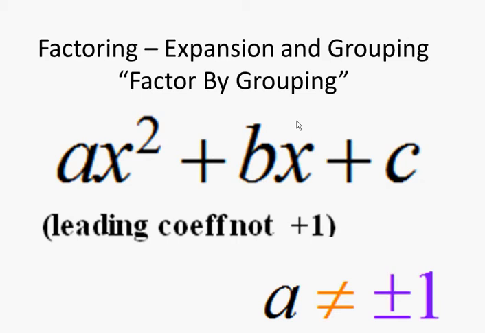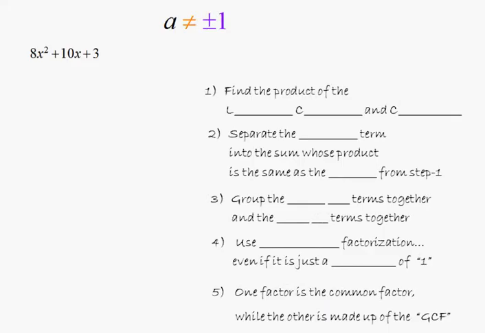Welcome. In this video we are going to talk about factoring by expansion and grouping, otherwise known as simply factor by grouping. In this form of factoring, we want to make sure that the leading coefficient, or the A value, is not 1. If it's 1, there's a more efficient way to factor. In this example, we have 8x squared plus 10x plus 3.